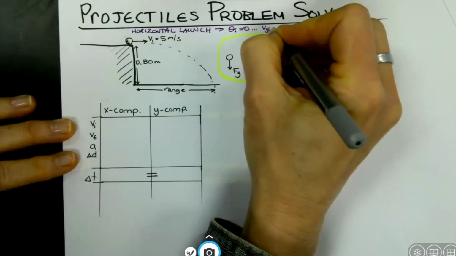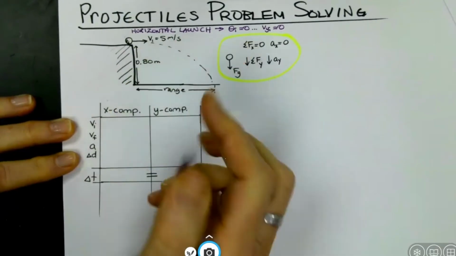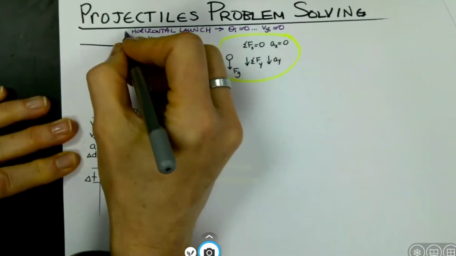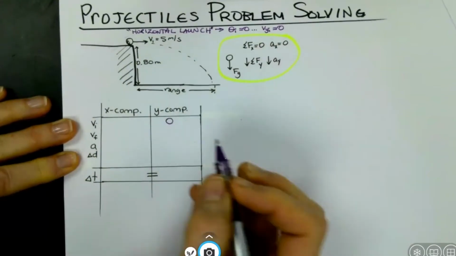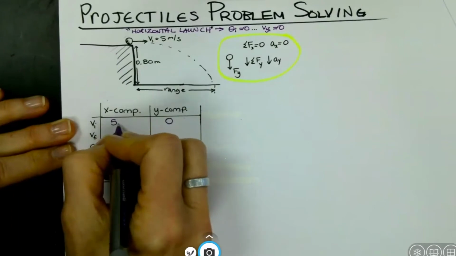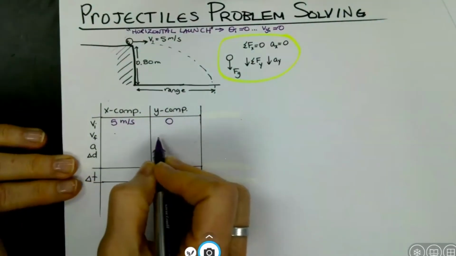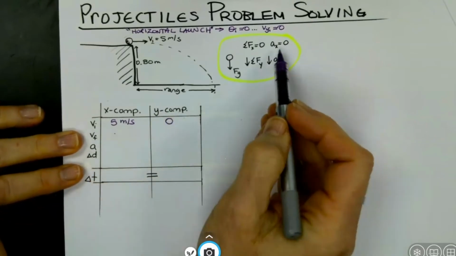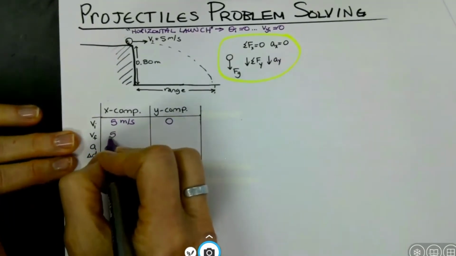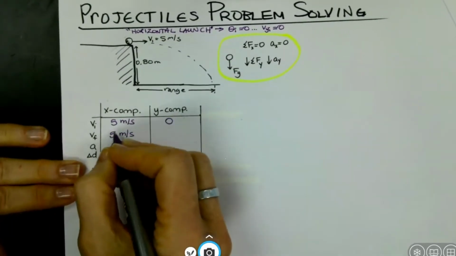Vy initial is equal to 0. There is no motion up and down. So that's something you need to know that's implied by the words horizontal launch. This 5 meters per second is the X component of velocity, so you put that in. We don't know the final velocities, but we do know that since acceleration is 0 on the X and it's moving at constant speed, then final velocity on the X has to always be 5, has to be the same.